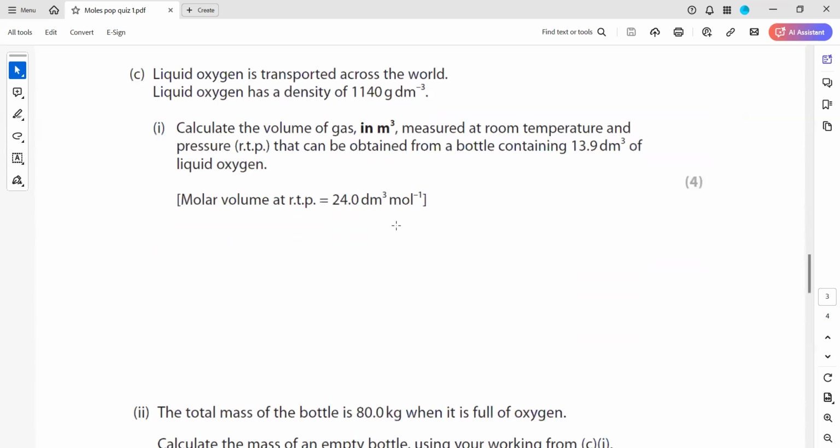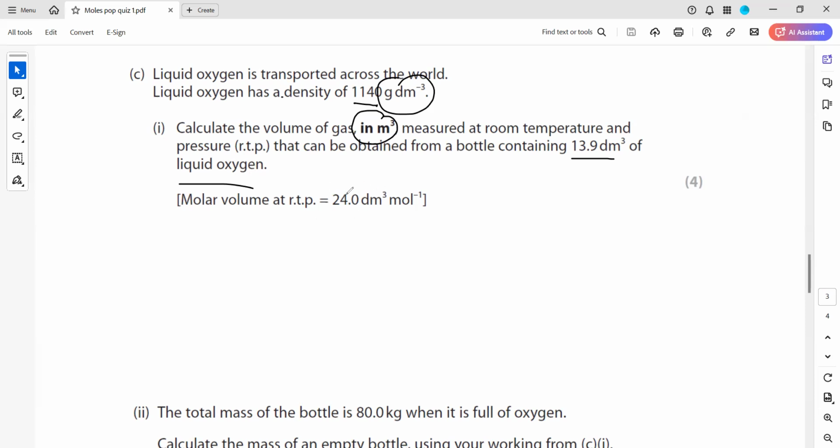Next is liquid oxygen is transported across the world. The liquid oxygen has a density of 1,140 grams per decimeter cube. Like if you have 1 dm cube, this is the mass. Calculate the volume of a gas in meter cube, which is written in bold, measured at room temperature and pressure, that can be obtained from a bottle containing 13.9 dm cube of liquid oxygen.